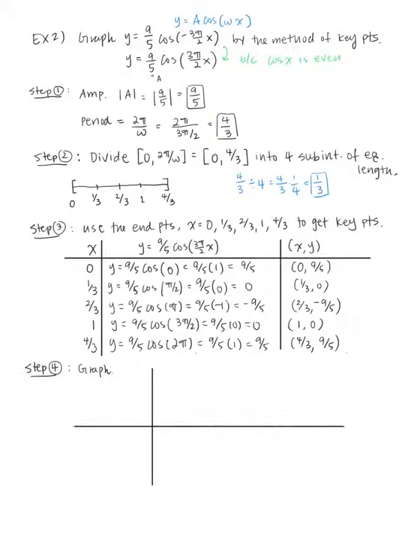I don't know why I'm writing this so big, but that's okay. Alright, so let's go with 0, and then this is going to be 1/3, 2/3, and 1, and then 4/3. And that means this is -1/3 and -2/3.